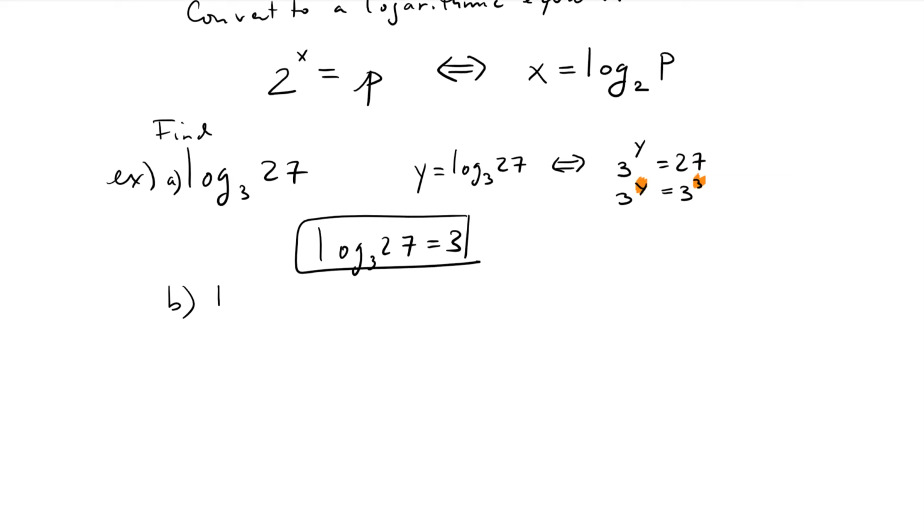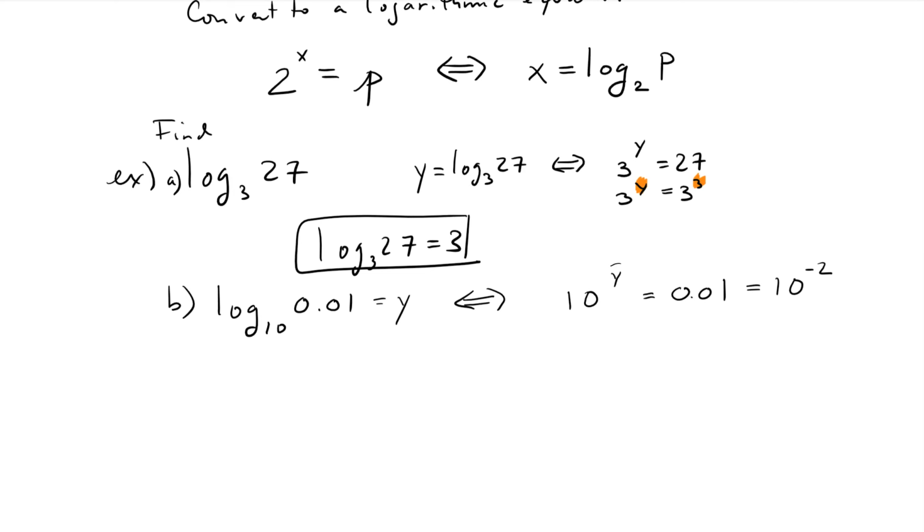Let's do another one. Log in base 10 of 0.01. Maybe write that equal to y and convert this to an exponential equation. So y is the exponent to which I raise 10 in order to get 0.01. At which point you should realize, oh, 0.01, this is 10 to the minus 2.